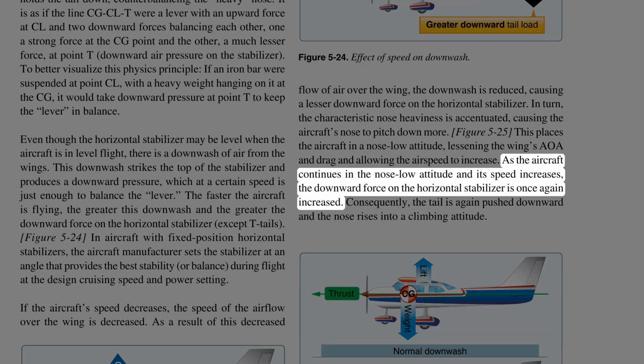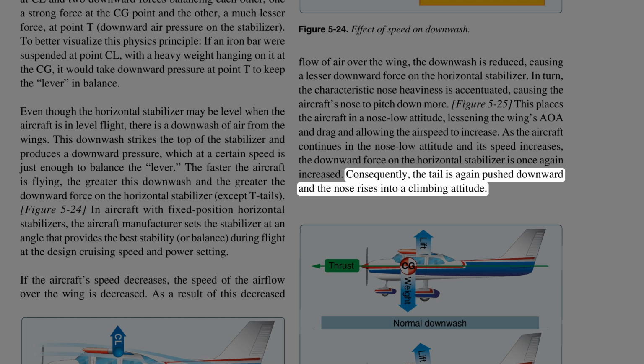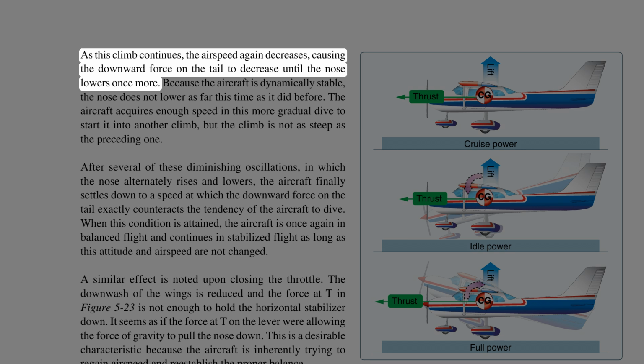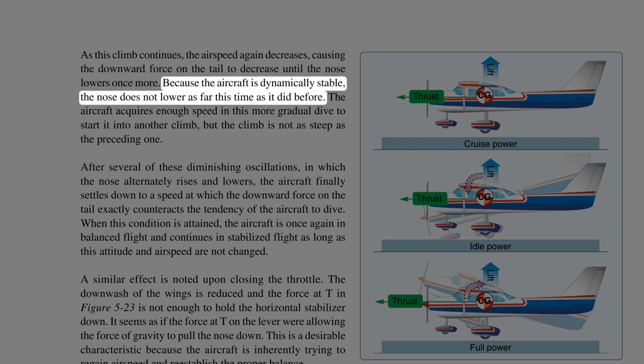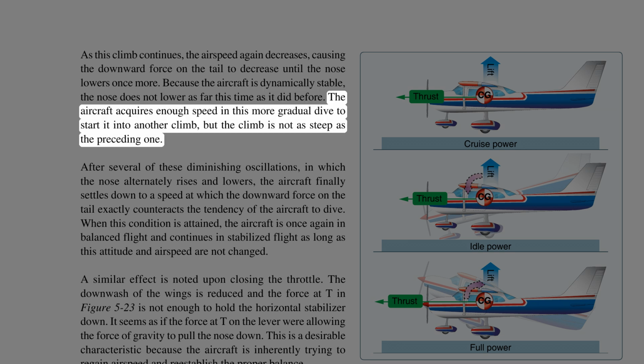As the aircraft continues in the nose-low attitude and its speed increases, the downward force on the horizontal stabilizer is once again increased. Consequently, the tail is again pushed downward and the nose rises into a climbing attitude. As this climb continues, the airspeed again decreases, causing the downward force on the tail to decrease until the nose lowers once more. Because the aircraft is dynamically stable, the nose does not lower as far this time as it did before. The aircraft acquires enough speed in this more gradual dive to start it into another climb, but the climb is not as steep as the preceding one.